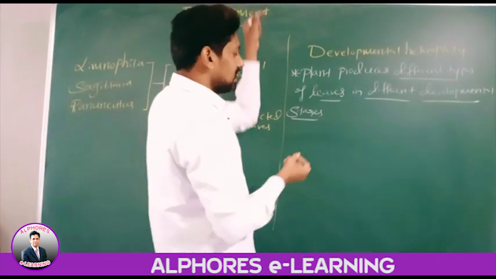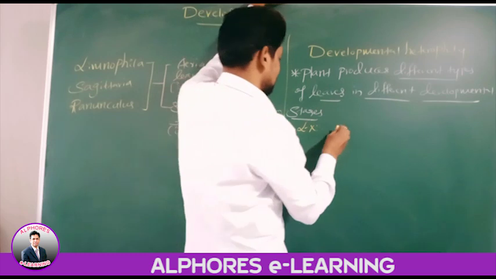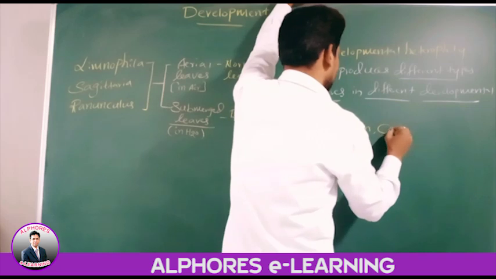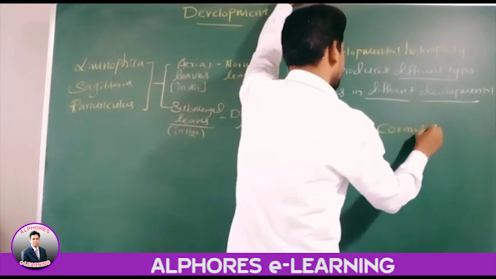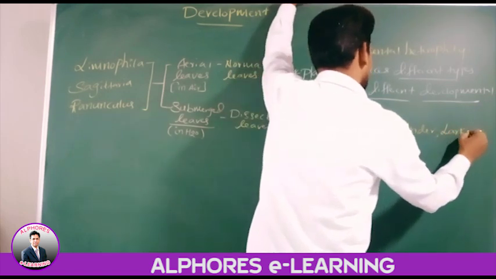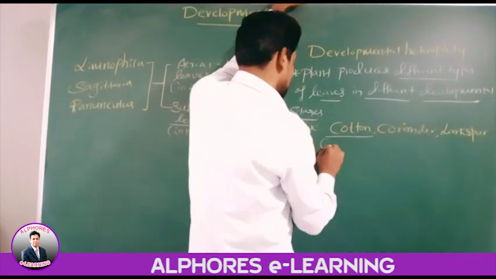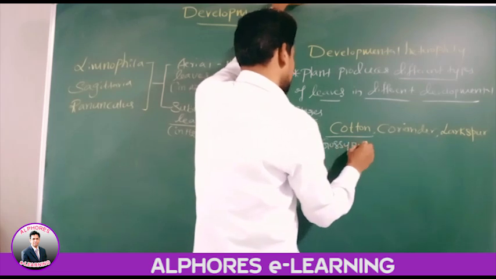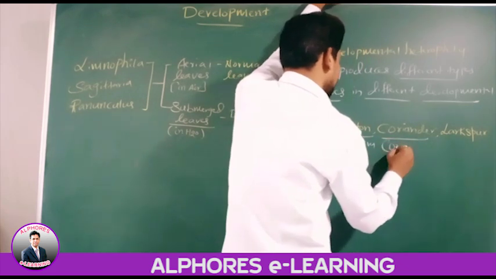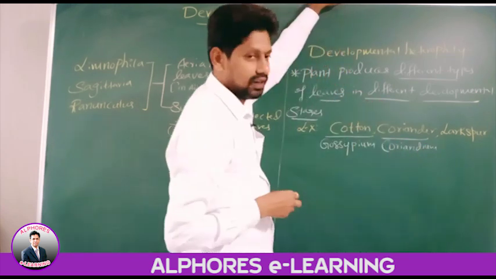Is it okay? Developmental heterophily examples. Number 1, cotton. Number 2, coriander. Number 3, larkspur. What is the genus name of cotton? Gossypium. Yes or no? What is the genus name of coriander? Coriandrum. Remembered? Coriandrum sativum. Right.